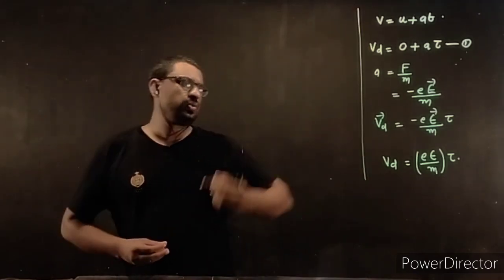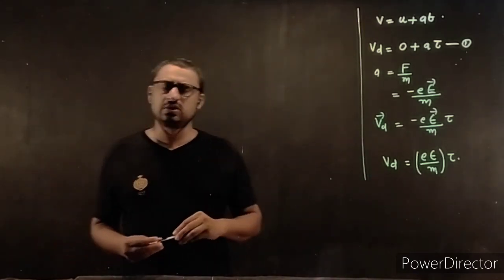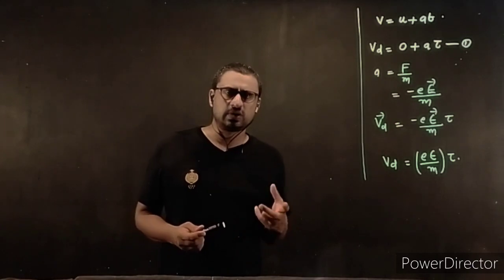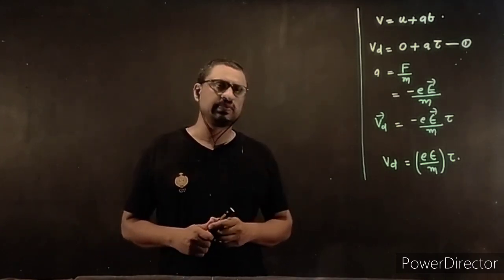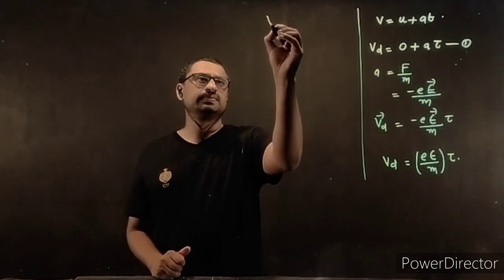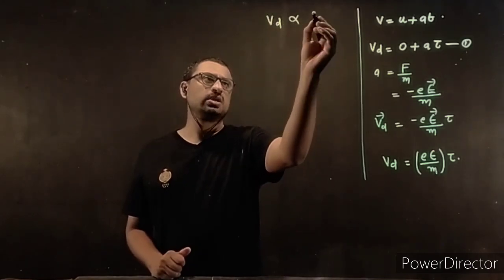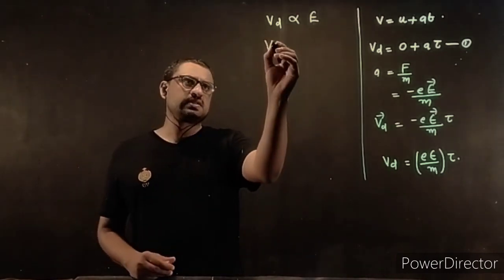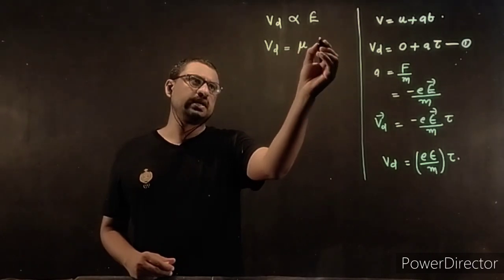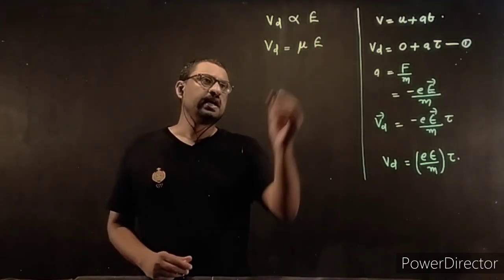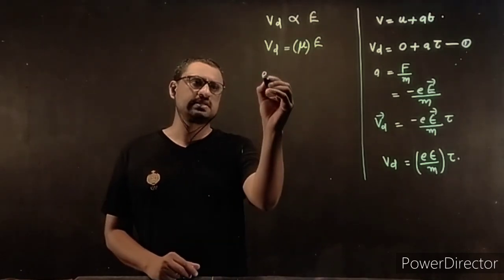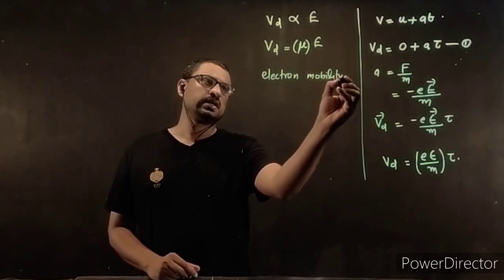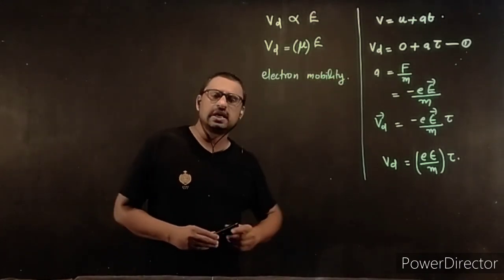Now the electron got mobile, because it acquires a velocity, the drift velocity. And the drift velocity is directly proportional to the electric field intensity. The drift velocity is equal to a constant of proportionality into the electric field intensity, and this constant of proportionality is known as electron mobility.